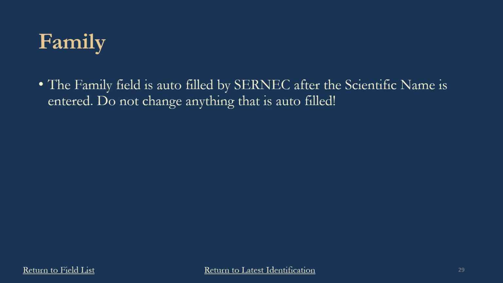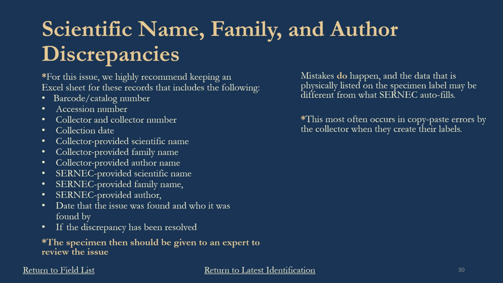Similar to the author field, the family field is also auto-filled in by Cernek after the scientific name is entered. Again, do not change anything that is autofilled. Mistakes do happen, and sometimes the data that is physically listed on the specimen may be different from what Cernek will fill in automatically. Sometimes this occurs due to copy-paste errors when the labels are made.